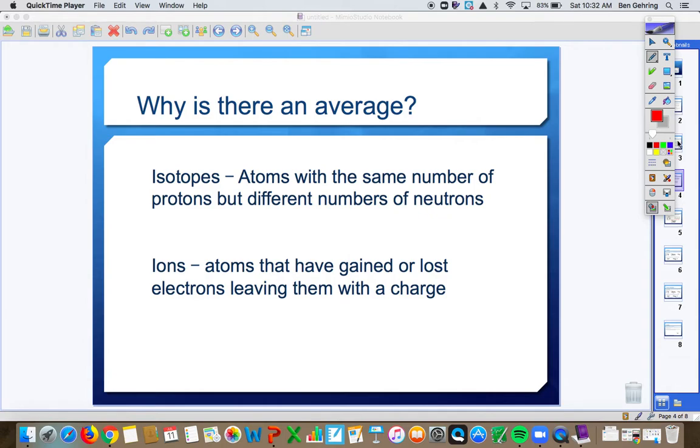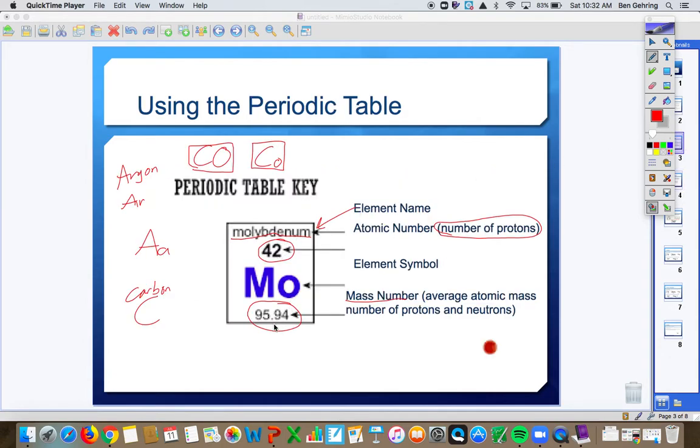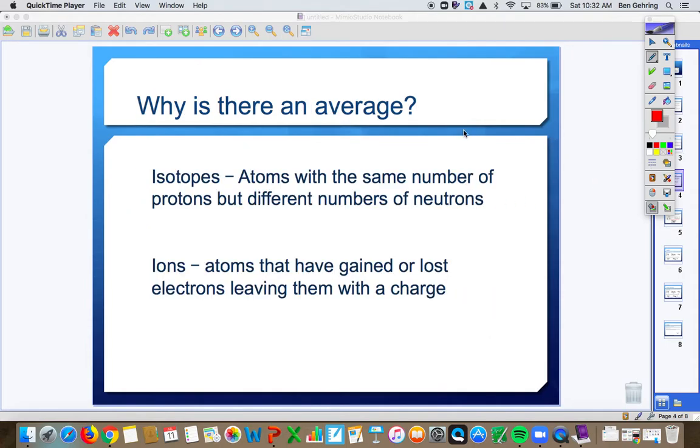So when we look at the mass for an atom, the reason there's a decimal here is because this is the average atomic mass for this element. And that begs the question of, why is there an average? Why can't I just say oxygen has a mass of 16? Why is it 15.9994? I think that is oxygen's average atomic mass. Why is there this decimal? Why isn't it just 16? And the answer to that is because we have these things called isotopes of an element.